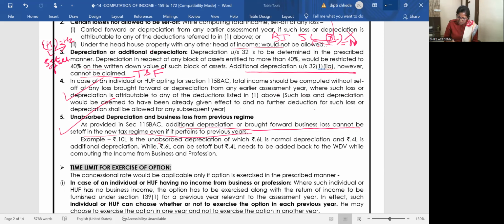Example: 10 lakhs is unabsorbed depreciation, of which 6 lakhs is normal depreciation and 4 lakhs is additional. Now, while 6 lakhs of normal depreciation you can bring forward and is allowed, the loss related to 4 lakhs additional depreciation is not allowed. So where will you set off the 4 lakhs? You took the additional depreciation last year and reduced your profit, so last year you had a loss. Now they are saying this loss is not allowed. They say this 4 lakhs needs to be added back to the WDV while computing income.